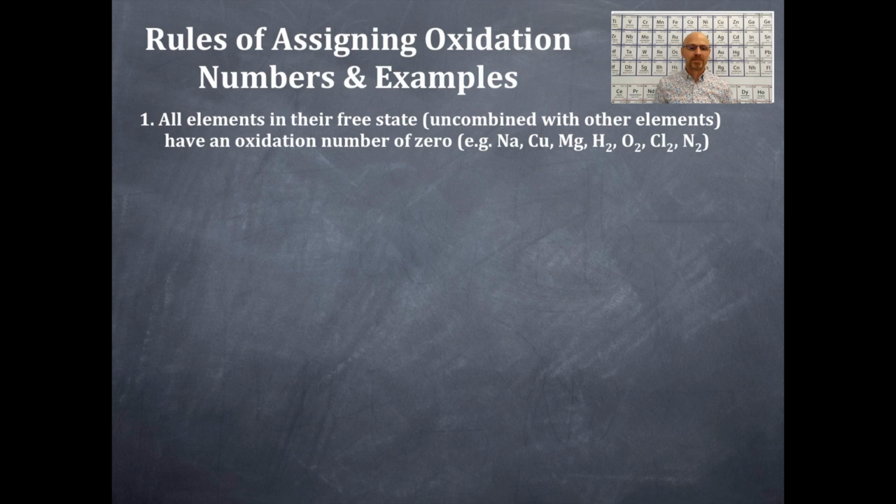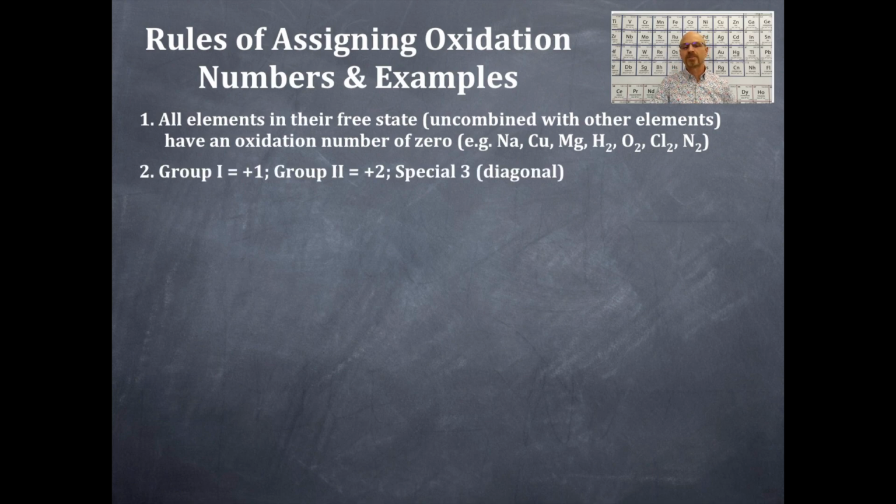Number one, all elements in their free state, uncombined with other elements, have an oxidation number of 0. So for example, we've got sodium metal, copper metal, magnesium metal, hydrogen, chlorine, oxygen, and nitrogen, which are all diatomic. All of those elements in their standard state are going to be an oxidation number of 0.